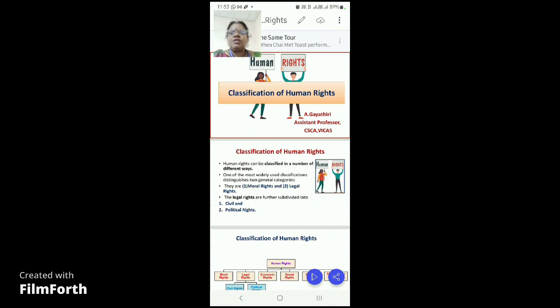Today's topic is human rights, the classification of human rights. What is the definition of human rights? First we need to see the basic rights and freedoms that all humans should have: life and liberty, freedom of thought and expression, and equality before the law. This is called human rights. We must have the freedom to have life and liberty, the freedom of thought to express the words I am thinking, and equality before the law.